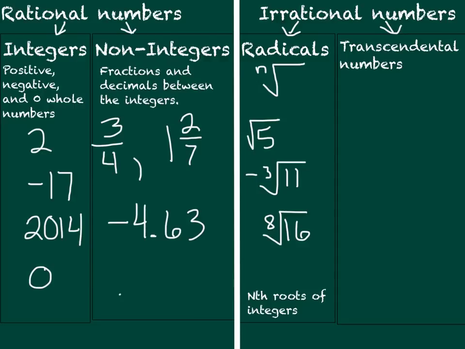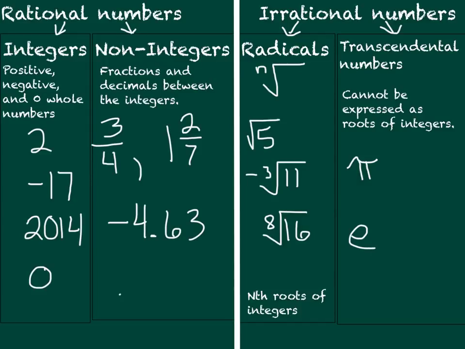All right, our transcendental numbers then cannot be expressed as roots of integers. And there are two transcendental numbers that I want you to know. One of those you already know, and that's pi, because pi is 3.14159265358 and so on, forever and ever. There's no end. We can't put it as a square root. We can't put it as a fraction. We can't put it as anything. It just has to be written as the symbol pi. And another transcendental number that we will learn about later this year is e. It's 2.71828, etc., etc. So if you just know pi and e, you're good to go.